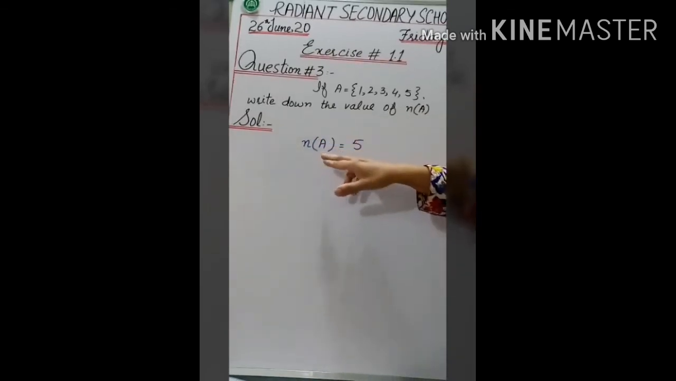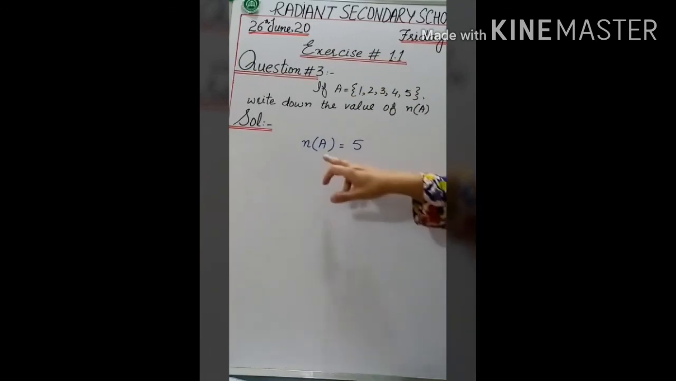So the answer is quite simple and easy. You just count the elements. Elements are 5. So the number of elements in set A will be equal to 5.